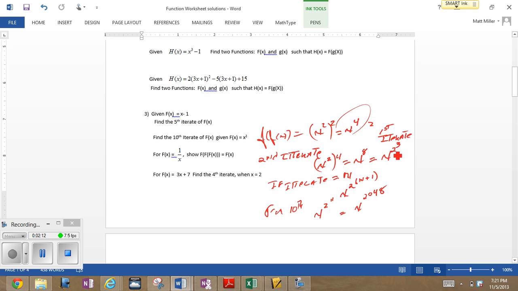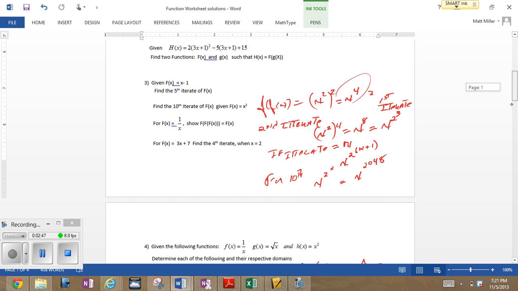X to the 8th is 2 to the 3rd, and I write it that way because the second iterate is x squared raised to the 3rd power. So the 10th iterate should be x squared raised to the 11th power, or in general we can say it's x squared to the power n plus 1. So with n being 10, we would have x raised to 2 to the 11th, and 2 to the 11th power is 2048.